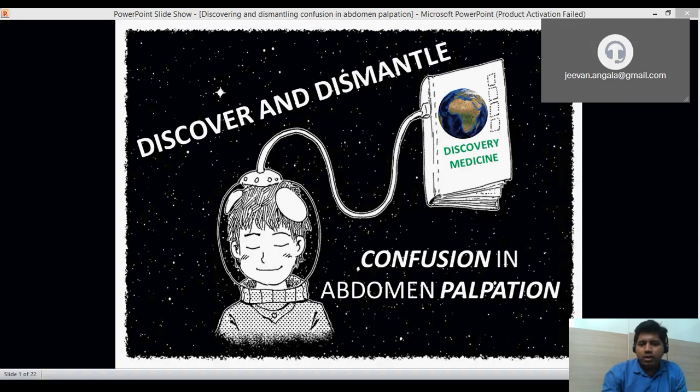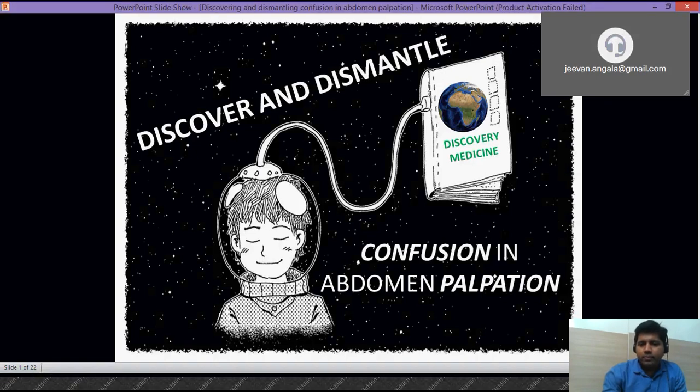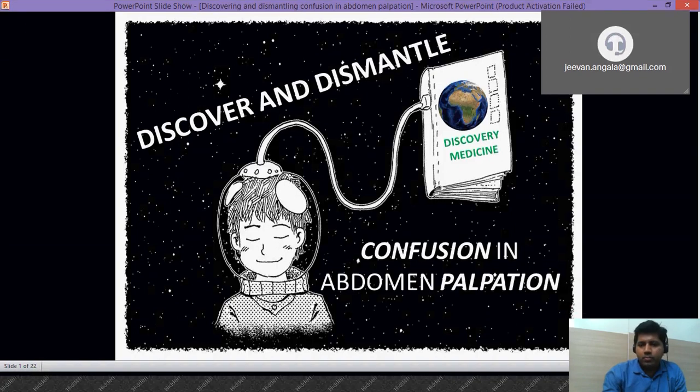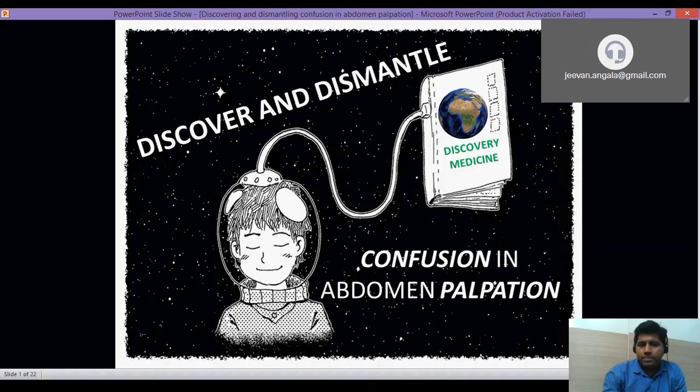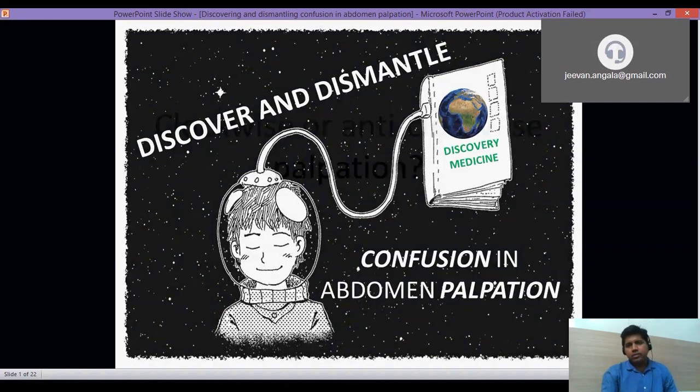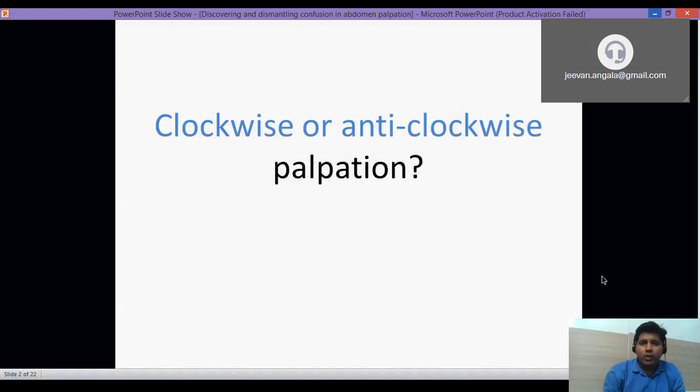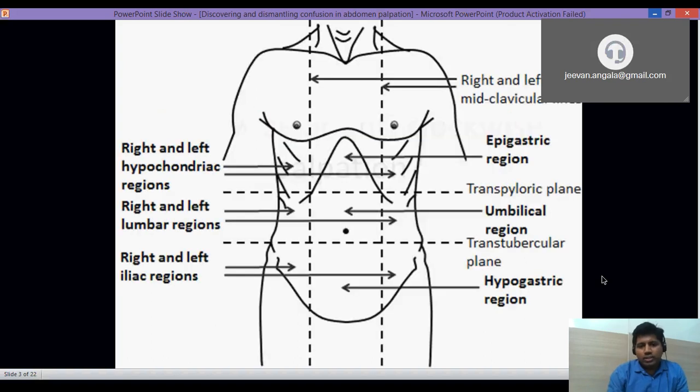First, let's discover what are the confusions that are there. Okay. First one is whether to palpate the abdomen clockwise or anti-clockwise. A question may pop up to you: should the abdomen be palpated in a clockwise or anti-clockwise direction? Like we know, most of the palpation or examination will be done by standing on the right side of the patient, right? So if you look, this is the abdomen quadrants.